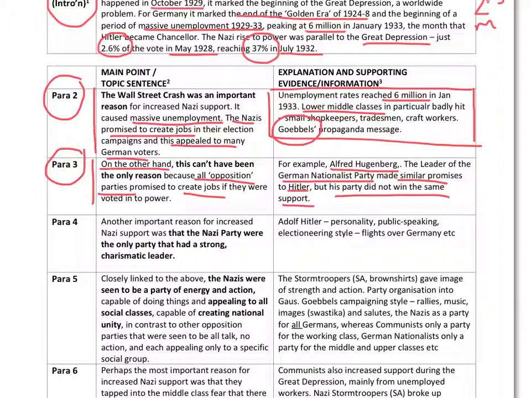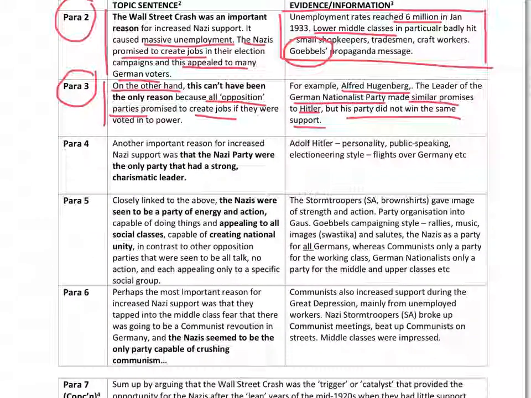And what you're doing in the next 3 paragraphs, what pulls them together, is you're focusing in on what was distinctive about the Nazi Party. Okay, so you're basically going to make 3 points. Paragraph 4, the first distinctive feature is they had a strong, charismatic leader. They were the only political party out there who had actually a strong personality leading their party.